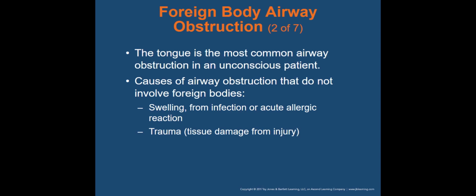By far, the most common airway obstruction in an unconscious patient is the tongue that relaxes and falls back into the throat. Causes of airway obstruction that do not involve foreign bodies include swelling from infection or acute allergic reaction. Repeated attempts to clear the airway could be dangerous. In fact, you can push the bolus down even farther, making it more difficult to retrieve or to remove.